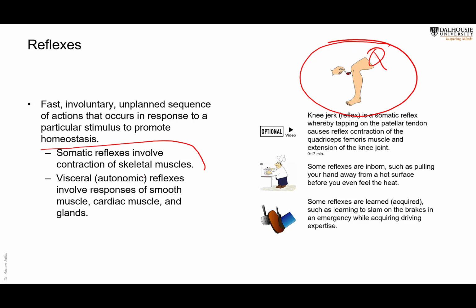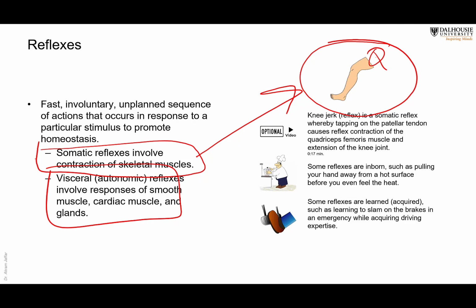Some of the reflexes are somatic, involving skeletal muscles like this one. This is a somatic reflex. And some of them are visceral reflexes. For example, stimulating something results in contraction of cardiac muscle or smooth muscle or secretion of a gland. For example, we have the pupillary light reflex. Probably you have done that on yourself. If not, do it today. If you shine a light on your pupil, you can look at the mirror, shine light at your pupil, and you will see that your pupil constricts. This is called the pupillary light reflex. This is a visceral or autonomic reflex.